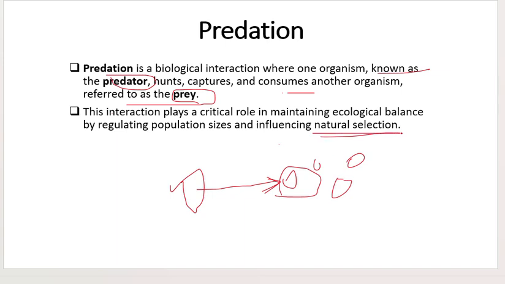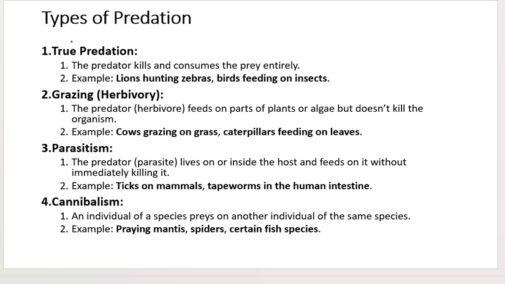There are types of predation. What is true predation? The predator kills and consumes the prey entirely, just like lions hunting zebra. Lions eat the whole body of the zebra.